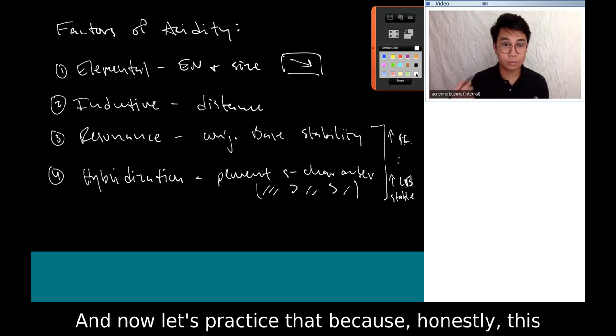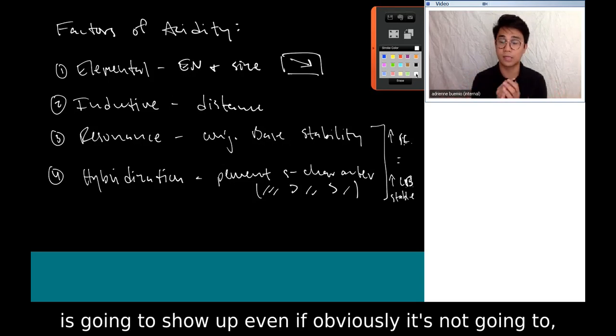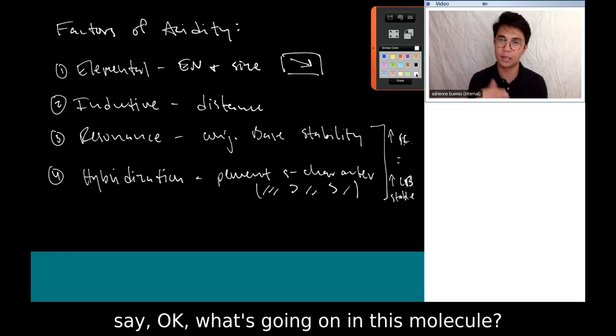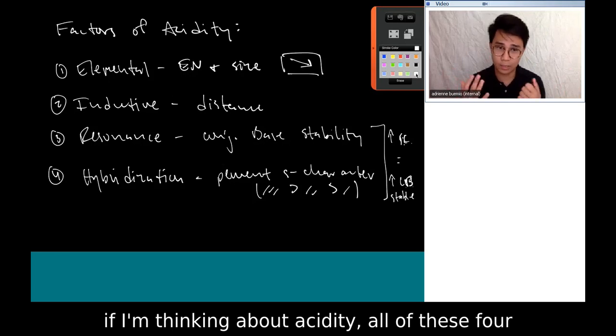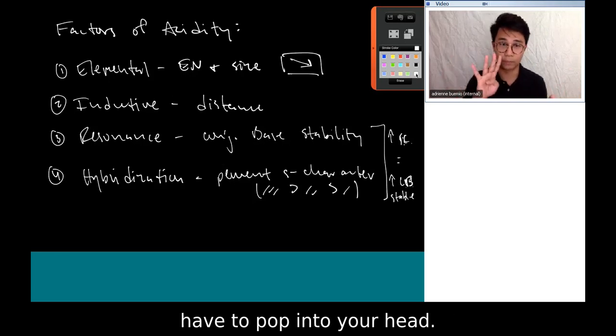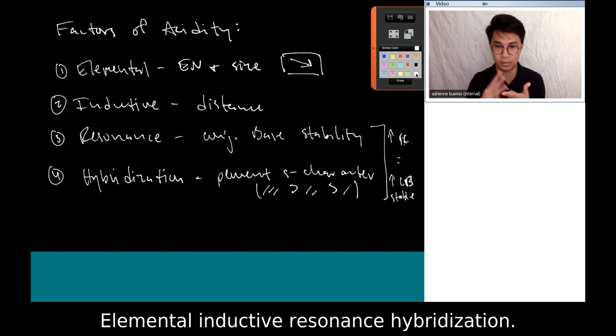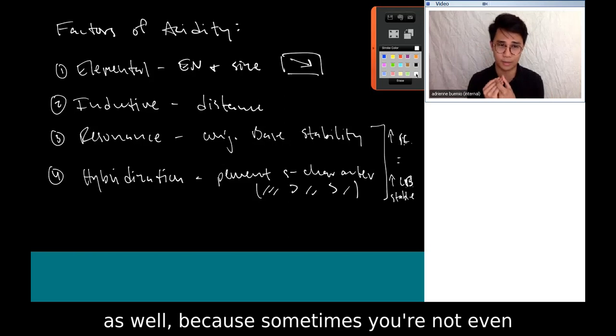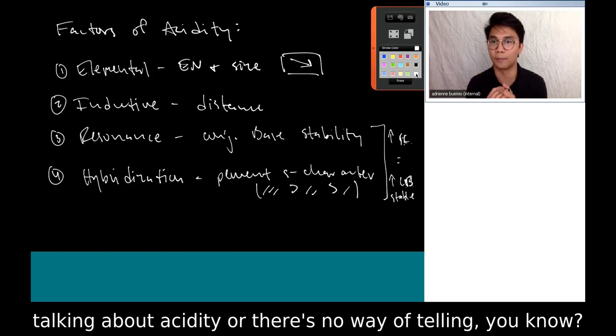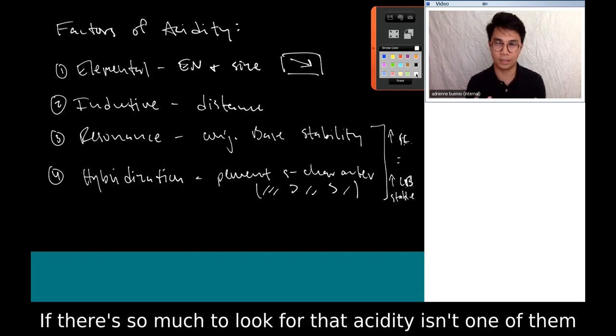And now let's practice it because honestly, this is going to show up, even if obviously it's not going to straight up say, okay, what's going on in this molecule? You kind of just have to think, if I'm thinking about acidity, all four have to pop into your head: elemental, inductive, resonance, hybridization. And it's probably the easiest to forget as well because sometimes you're not even talking about acidity, or there's so much to look for that acidity isn't one of them that you forget.